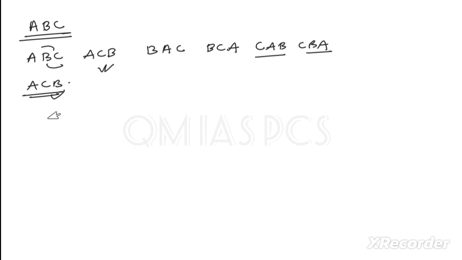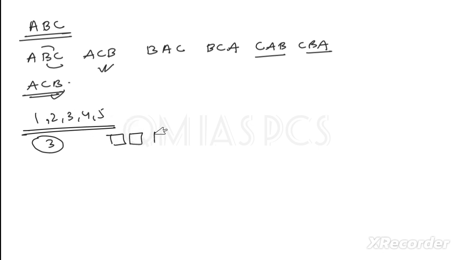Let's take another example. There are 5 digits, 1, 2, 3, 4 and 5, and out of these 5 digits we have to take 3 digits to make a 3 digit number. We can take any numbers. For example, I am taking 1, 2, 3, then it will be 1, 3, 2, or 3, 1, 2, or 3, 2, 1, or 2, 1, 3, or 2, 3, 1.